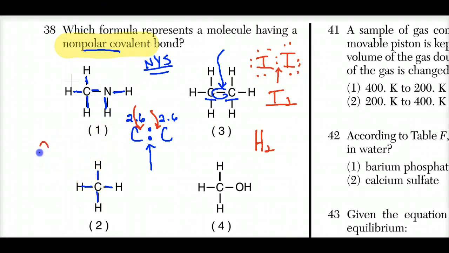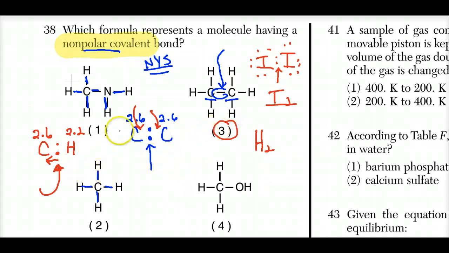The carbon to hydrogen bond in the New York State Regents is considered to be a polar bond because carbon has a 2.6 electronegativity, hydrogen 2.2, so this pair is being pulled slightly closer to the carbon side, so that's a polar bond. However, you know the rest of the world considers a carbon to hydrogen bond to really be a nonpolar bond. So the best answer is choice 3.